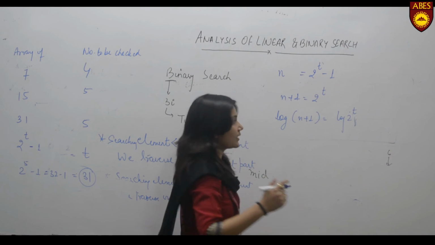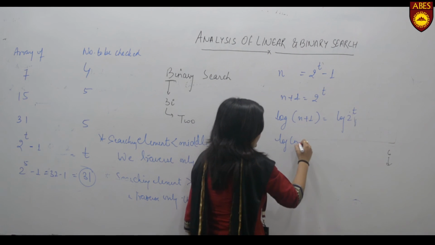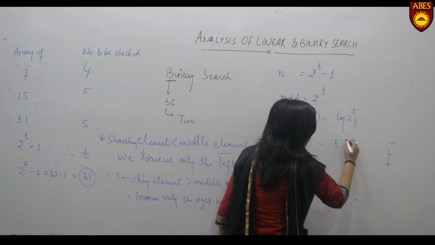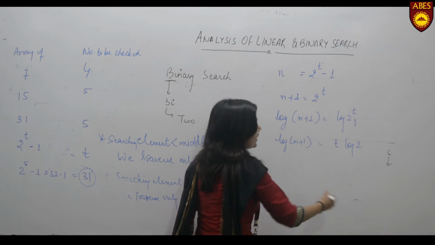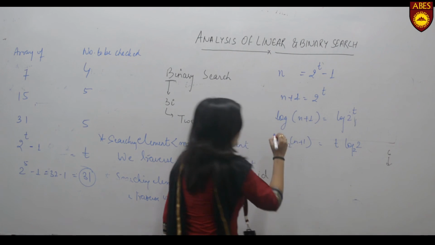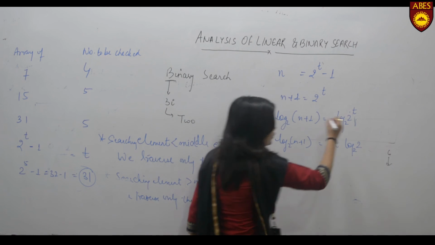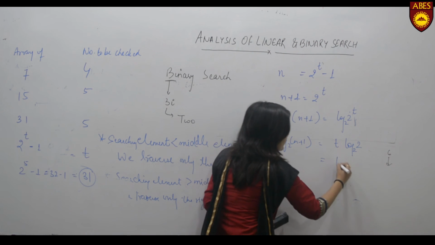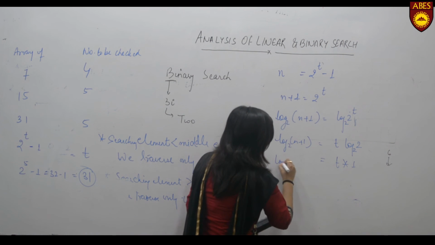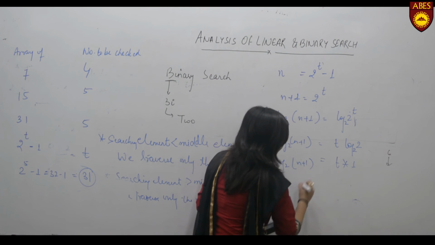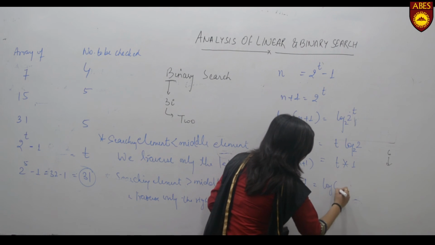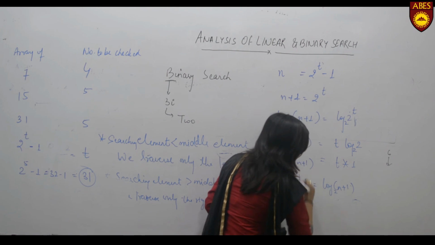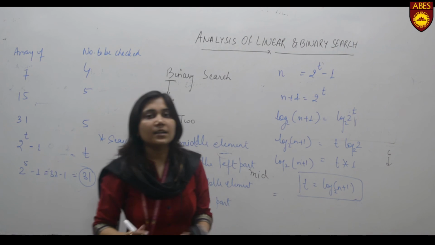It is simple mathematics. Log of n plus 1 is equal to t log 2. This is the formula. The log we are taking is of base 2. So log base 2 of 2 becomes 1. So this will be t multiplied by 1, log base 2 of n plus 1. This will be t is equal to log base 2 of n plus 1. This is the complexity of binary search.